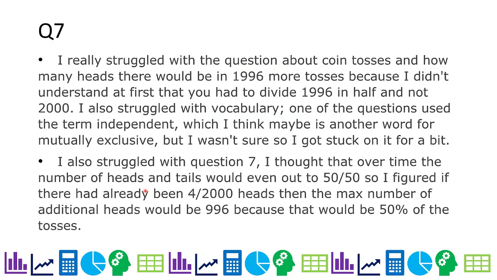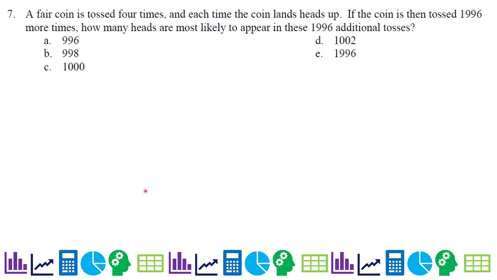Number 7. I really struggle with the question about coin tosses and how many heads there would be in 1996 more tosses because I didn't understand at first. You had to divide it in half and not 2,000. So let's go ahead and take a look at this question.